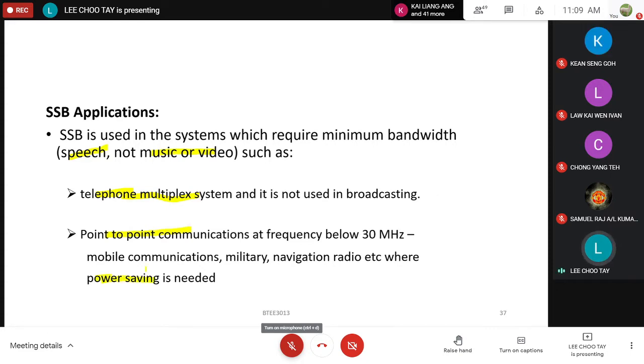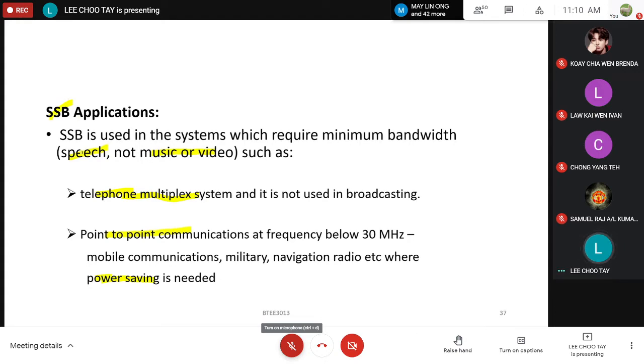You need power saving because you want to save power compared to double sideband full carrier or double sideband suppressed carrier. Double sideband suppressed carrier needs power for two sidebands. Double sideband full carrier needs power for the two sidebands and also for the carrier, so you need more power in those two cases. But for single sideband, you only need to transmit power for the sideband that you are transmitting.